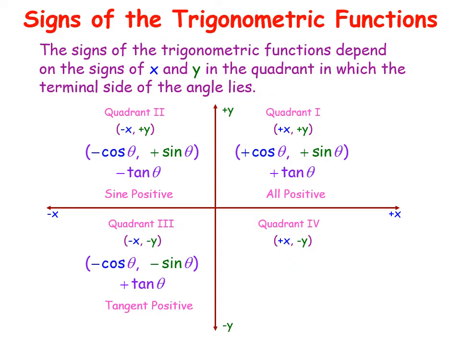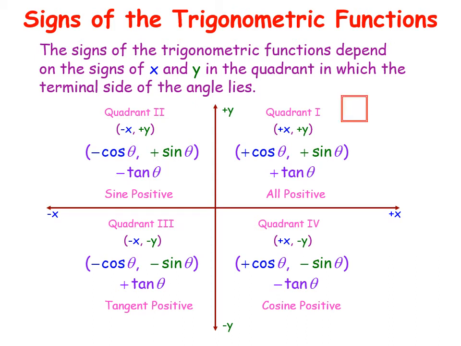Fourth quadrant: positive x, negative y. That means cosine is positive and sine is negative. Finally, tan will be negative. That means in the fourth quadrant we have only positive cosine, and of course its reciprocal, sec.